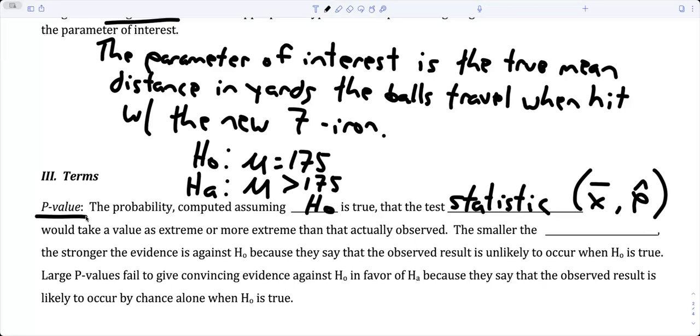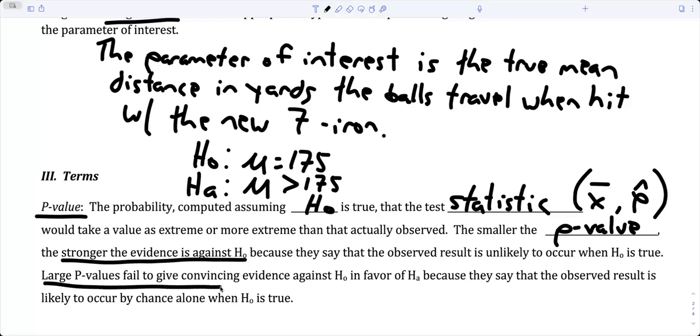The smaller the p-value, the stronger the evidence is against H naught, because it says that the observed result is unlikely to occur when H naught is true. It's like my basketball example yesterday. If someone claims they're an 80% free throw shooter, and then in the test statistic, they get a result where they shot 64% in that sample, what is the probability of that happening? If that probability is less than 1%, it's very low, then that is evidence against H naught.